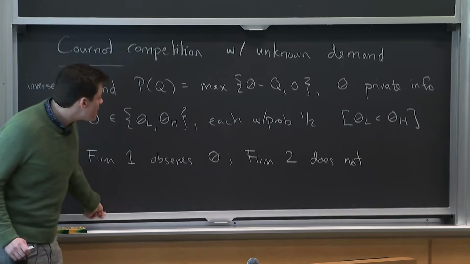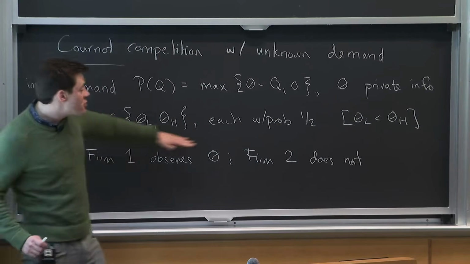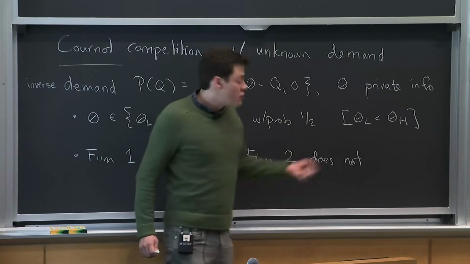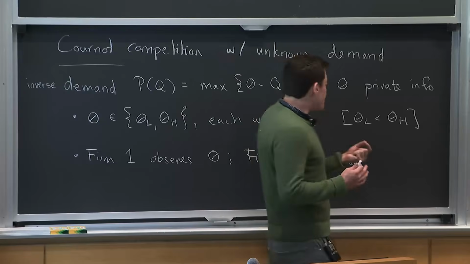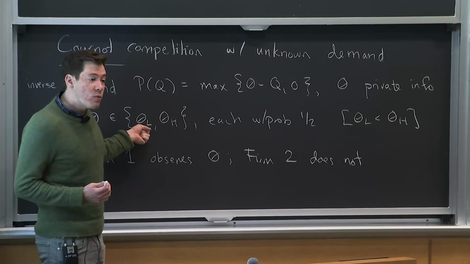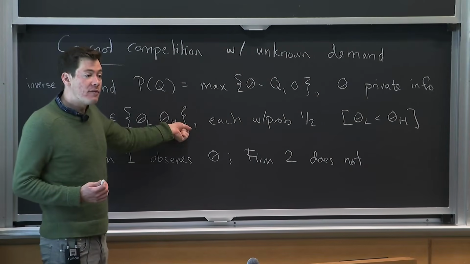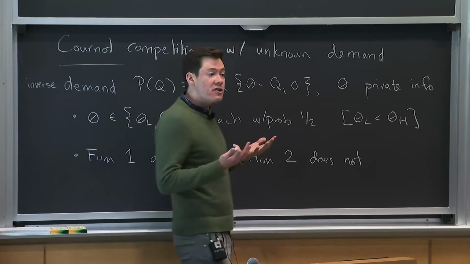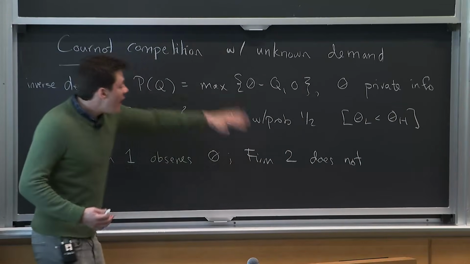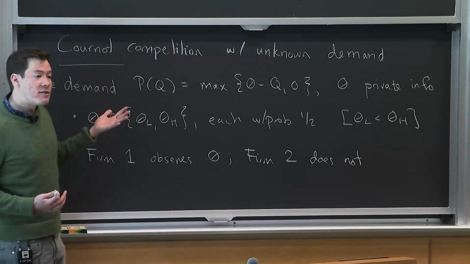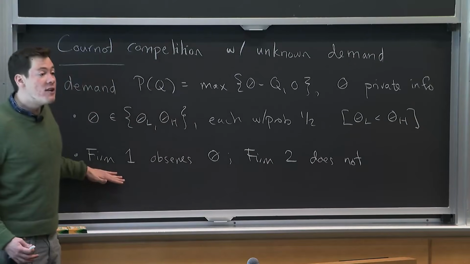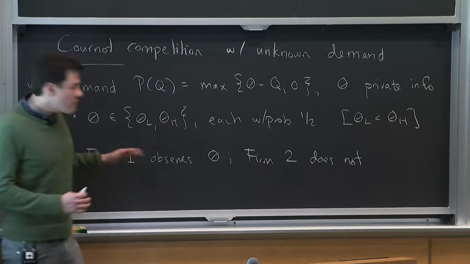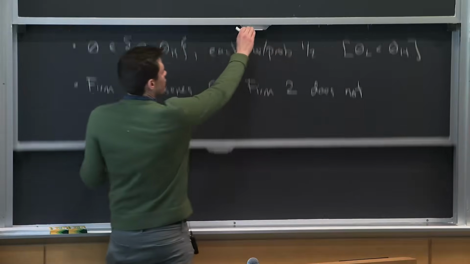Now, of course, what is assumed is that this distribution is common knowledge. So firm 2 knows or believes that the state is equal to theta L with probability 1/2 and theta H with probability 1/2. They know that, but they don't know exactly which value it is. And moreover, everything I've written on the board is common knowledge, right? This is this subtle thing. So firm 2 knows that firm 1 knows the state.